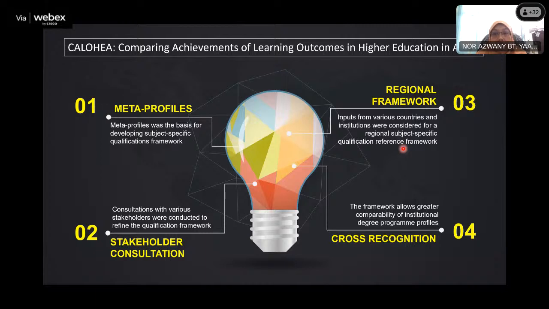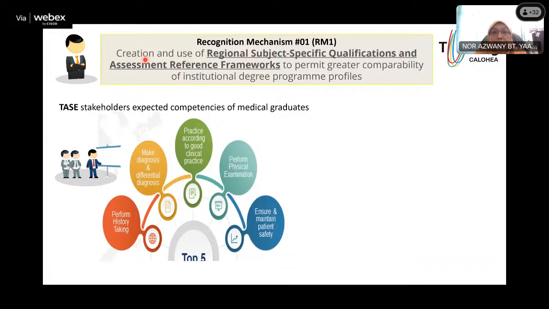So if we have all this same reference, then we can have comparability. That means our program is comparable to other programs in Southeast Asia at least. With this, our task is actually on the recognition mechanism. So why is it called the recognition mechanism? Because at the end of the day, we want our program to be recognized at least in the Southeast Asia region, because we are using the same reference framework.